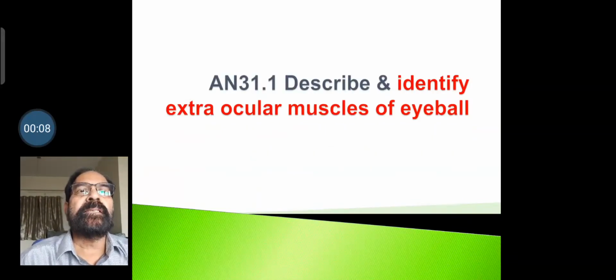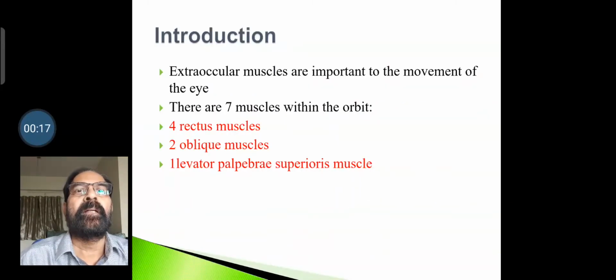So the competency is identifying and describing extraocular muscles of the eyeball. The extraocular muscles are important to the movement of the eye. There are 7 muscles within the orbit. Of them, 4 are rectus muscles, 2 are oblique muscles, and 1 is levator palpebrae superioris.